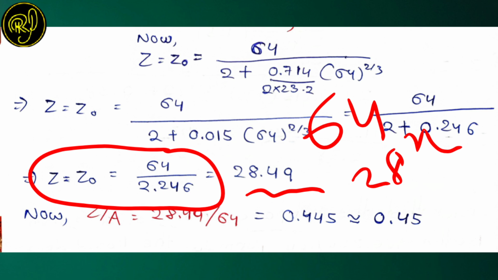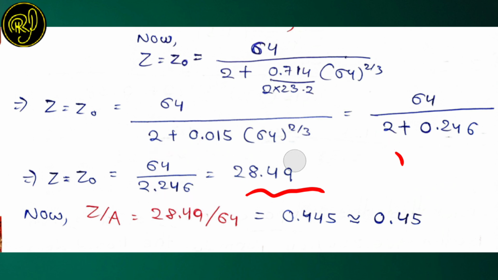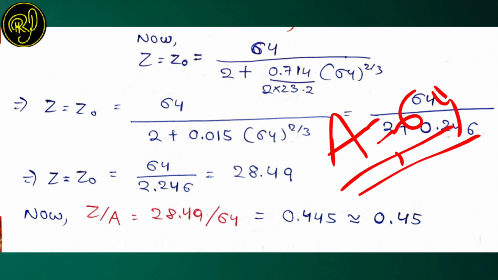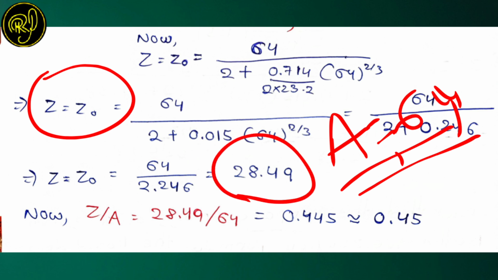But in our question, we were told to find the Z by A ratio, right? So here A is equal to 64. It is already known. And now by using the direct formula for Z equal to Z naught, we have got that the Z value is equal to 28.49, right? So now what we will do, we will simply divide Z by A, which is equal to 28.49 by 64, which comes out to be 0.445, which is nearly equal to 0.45, right?